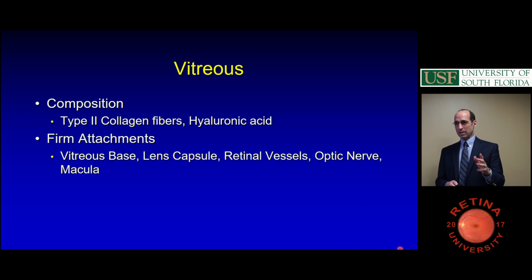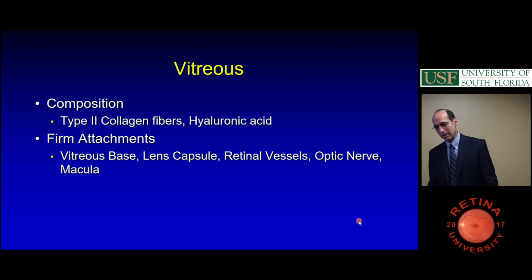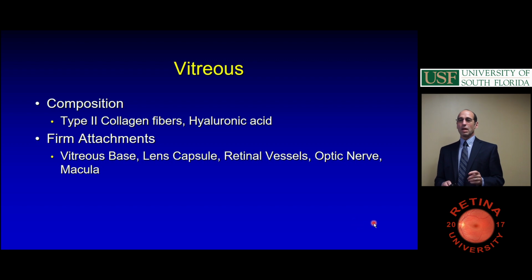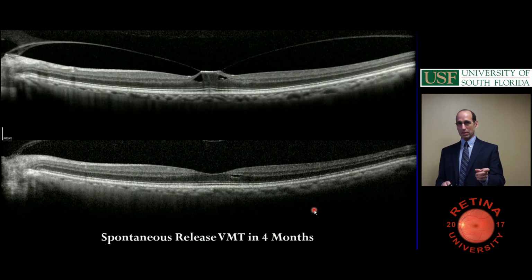The firm attachments are the vitreous base, the lens capsule, retinal vessels, optic nerve, and the macula, all of which are important for various pathological things. I'm going to do a little bit of clinical stuff, but mostly just the anatomy, so you'll learn it. When you're looking for retinal tears, it should be impossible to get a retinal tear within the vitreous base because there's no traction there. It's posterior to the vitreous base, where the vitreous attaches, that you get a tear. So sometimes you'll be looking way out in the periphery, and you shouldn't get a tear way out.